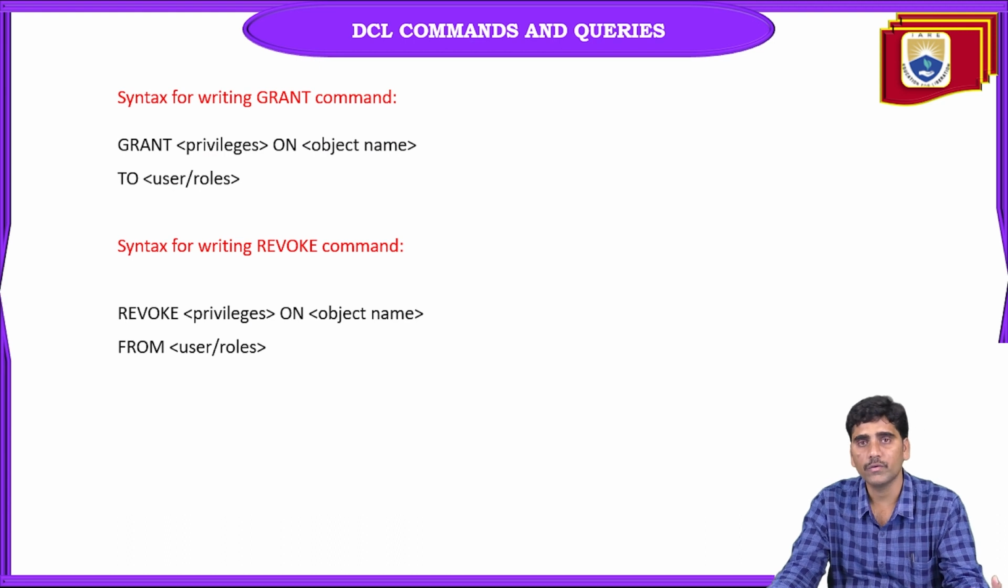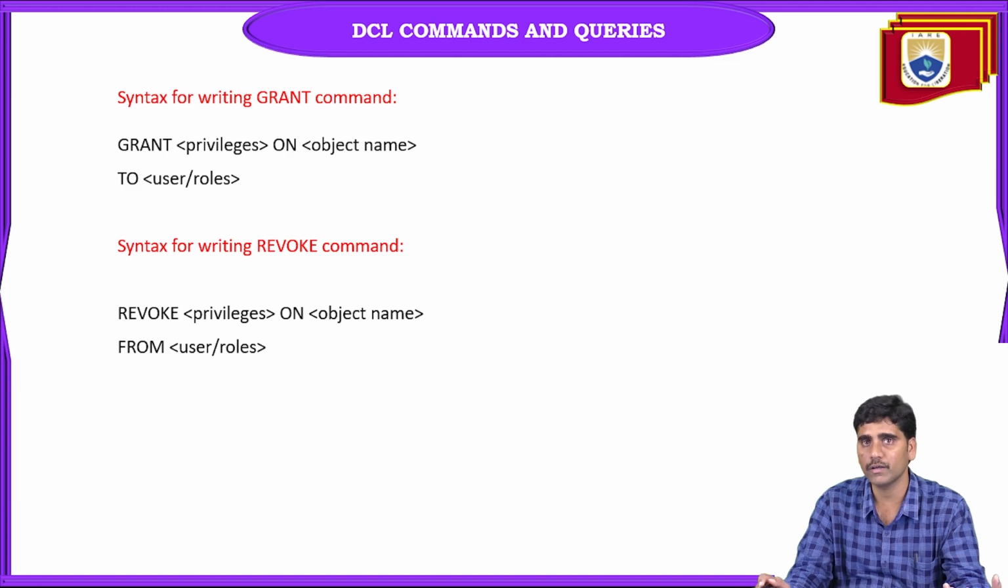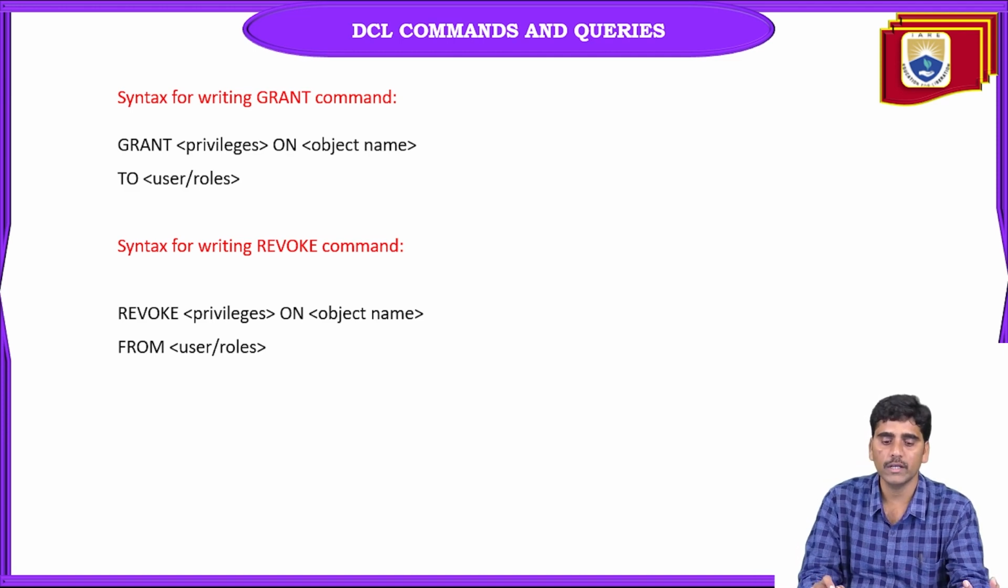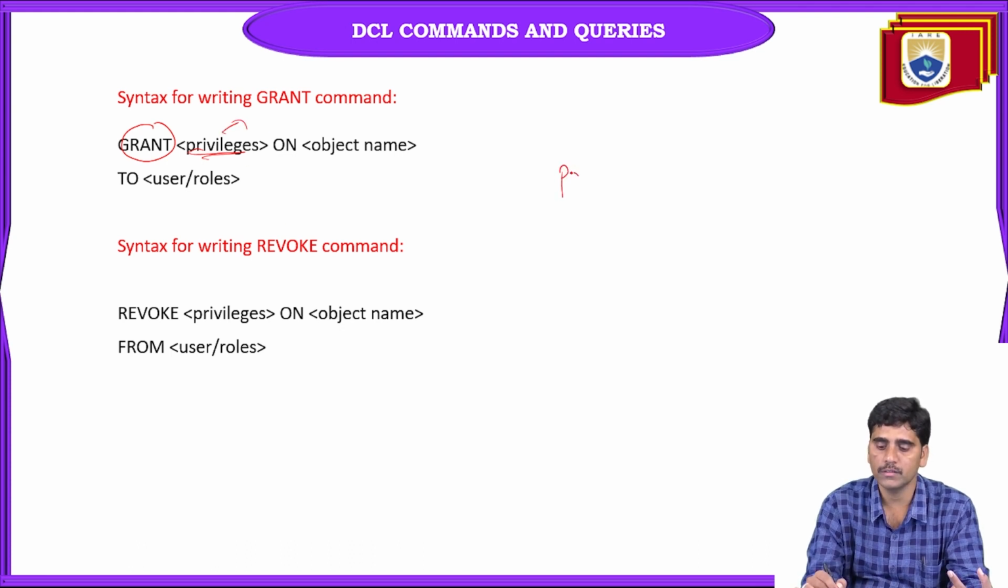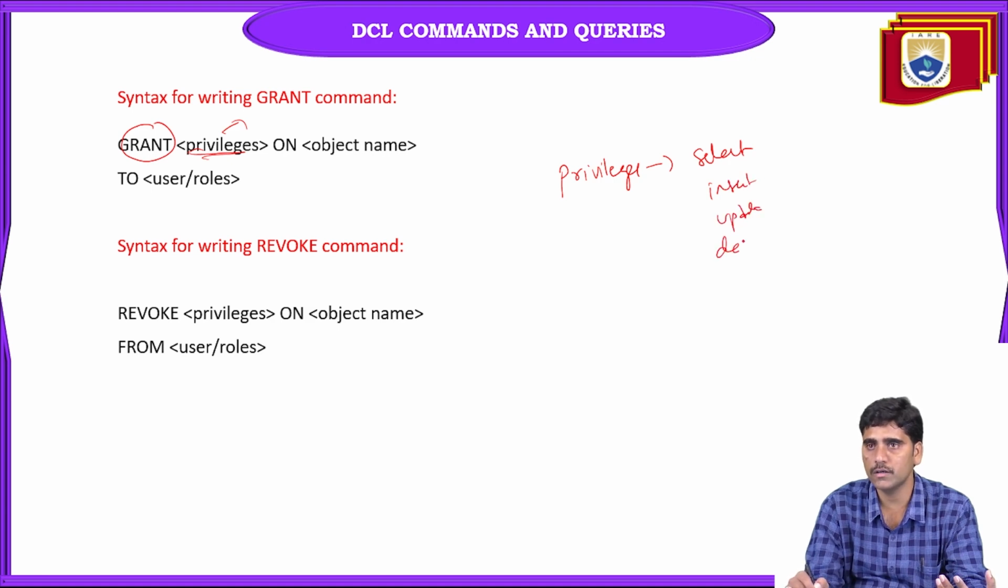So the syntax for writing the grant command. How can we write the syntax with the grant command? Here we need to write the grant command followed by the privileges. What type of privileges do you want to grant to the user? You can give select as a privilege, insert, update, or delete.